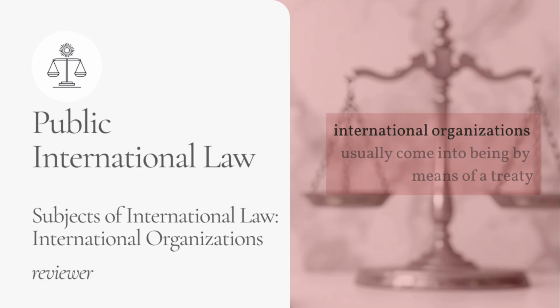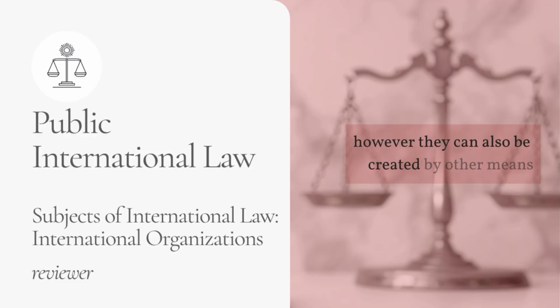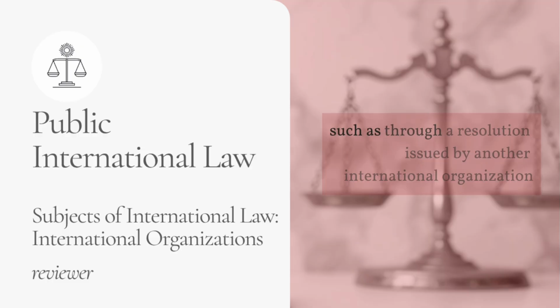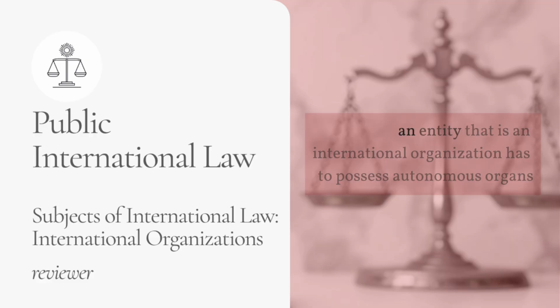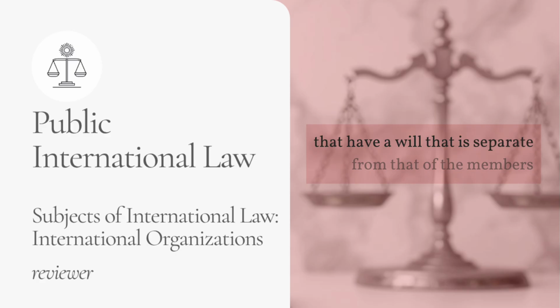International organizations usually come into being by means of a treaty. However, they can also be created by other means, such as through a resolution issued by another international organization, or when states enter into joint unilateral acts. Additionally, an entity that is an international organization has to possess autonomous organs that have a will that is separate from that of the members.